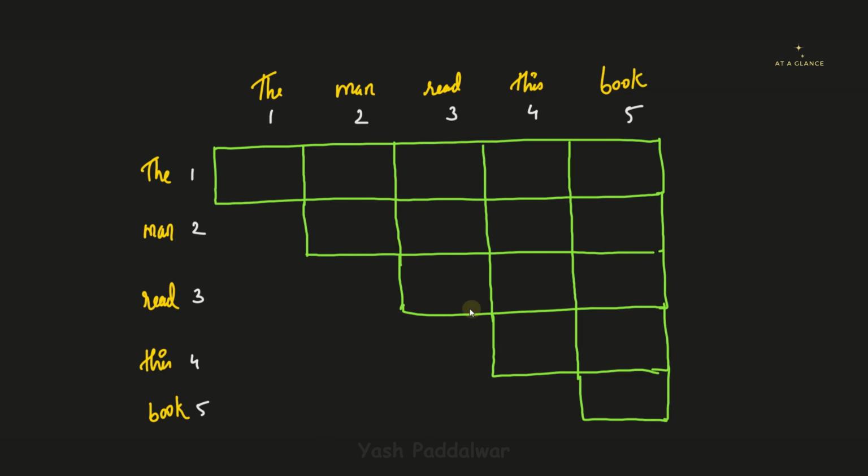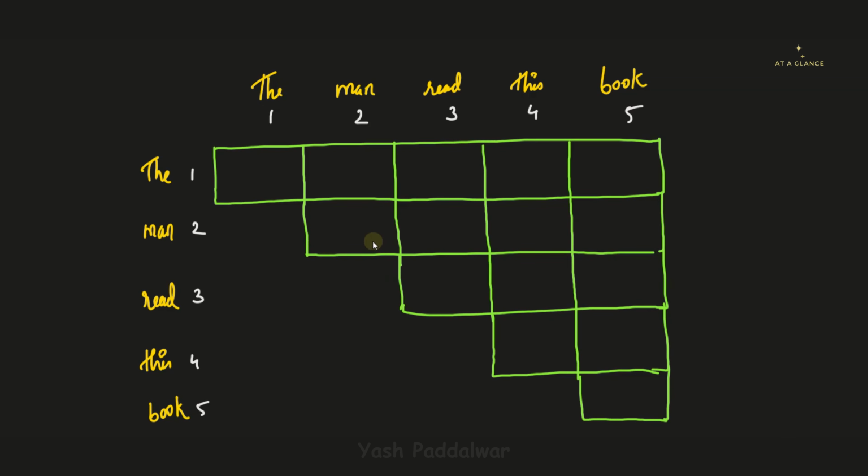This is how the table will look, and we have given each cell a word from the statement. The first cell has the word the, the second man, third read, fourth this, and fifth book. Similarly, at the rows we have done the same. The first row is given the number 1 and the word the. The second has the word man, the third read, the fourth this, and the fifth book. I hope till this point it is very clear.